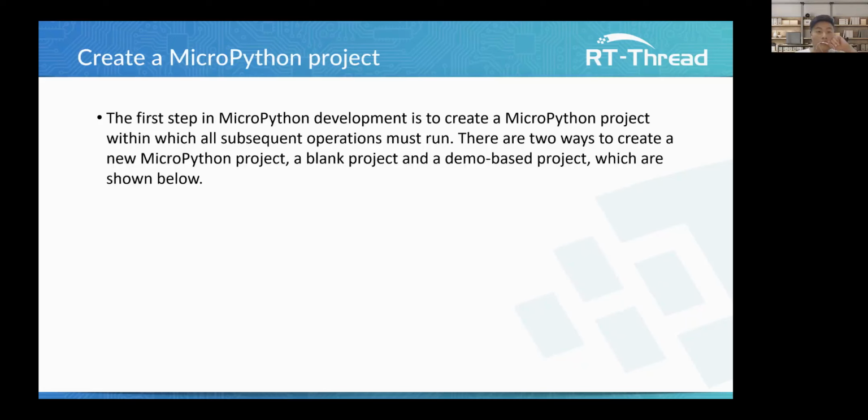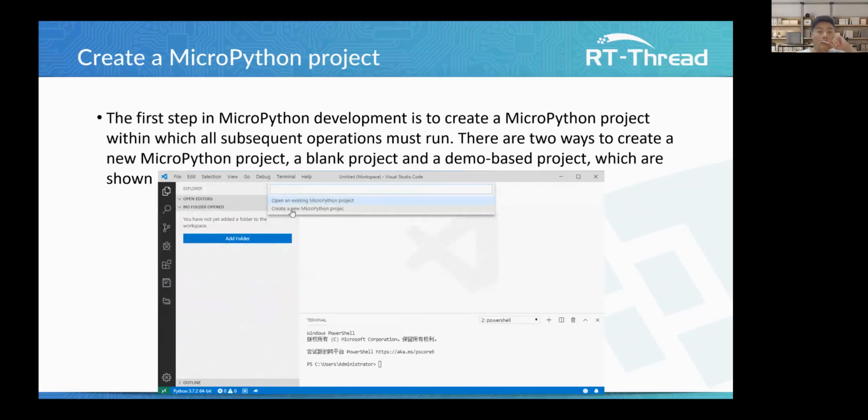The first step in MicroPython development is to create a MicroPython project within which all subsequent operations must run. There are two ways to create a new MicroPython project: a blank project and a demo-based project, which are shown below.